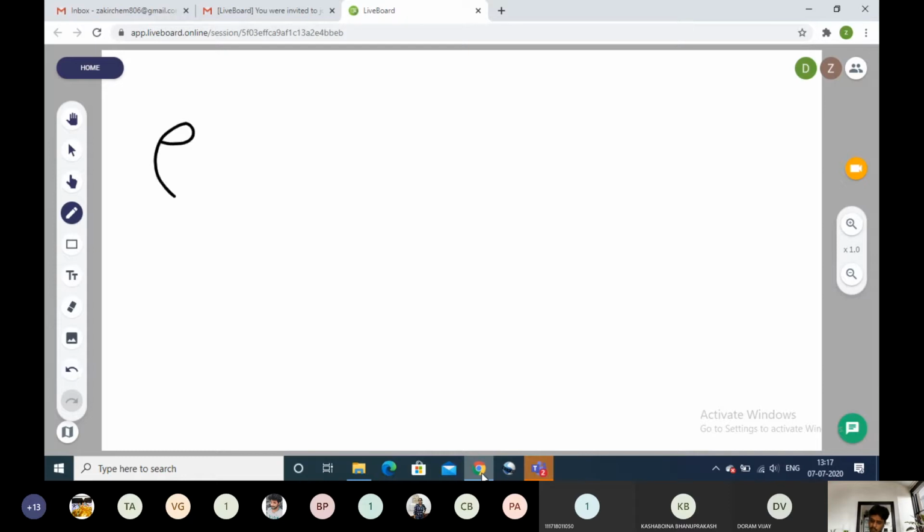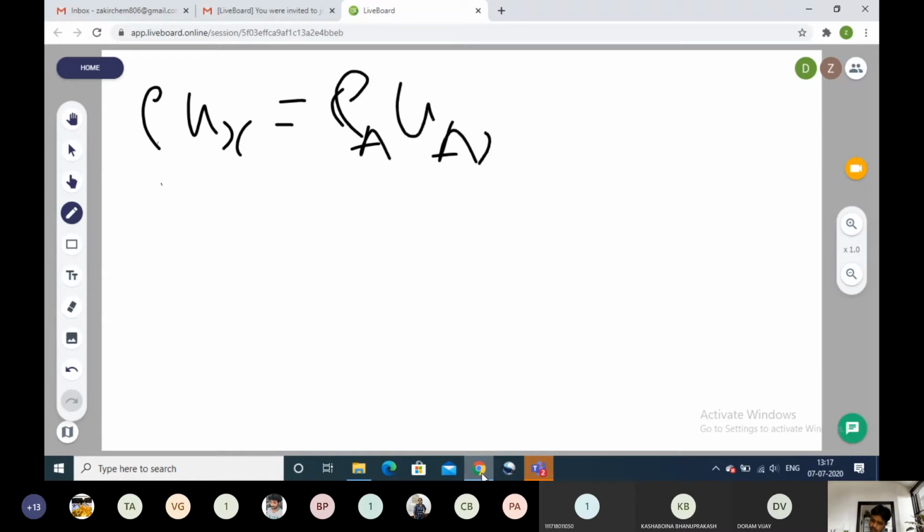So equation 18 is this one. So rho into, I am writing once again equation 18. What is equation 18? Clearly, then we can differentiate. So rho into Ux is equal to rho A UAX plus rho B UBX. Okay, this is equation 18, already there in the previous slides. Just you can go through.